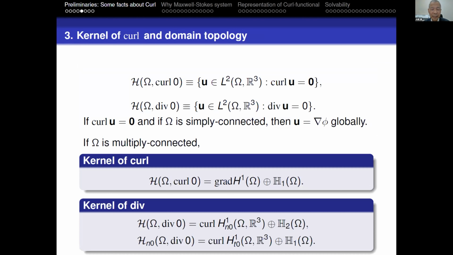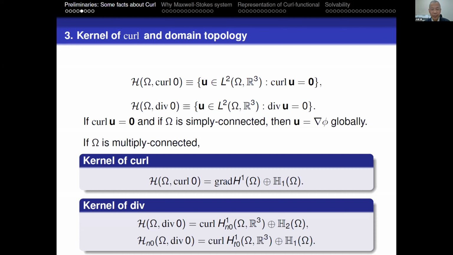Okay, we use the notation H(omega; curl 0) to denote the kernel of curl, which is the set of all L2 vector fields U such that curl of U equals 0. And we also denote H(omega; divergence 0), the set of all L2 vector fields U such that divergence equals 0. And these two sets could be complicated if the domain has complicated topology.